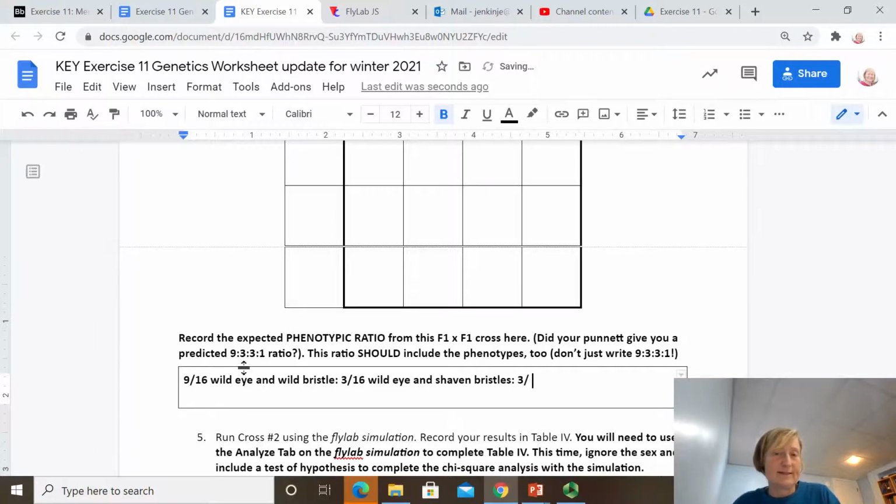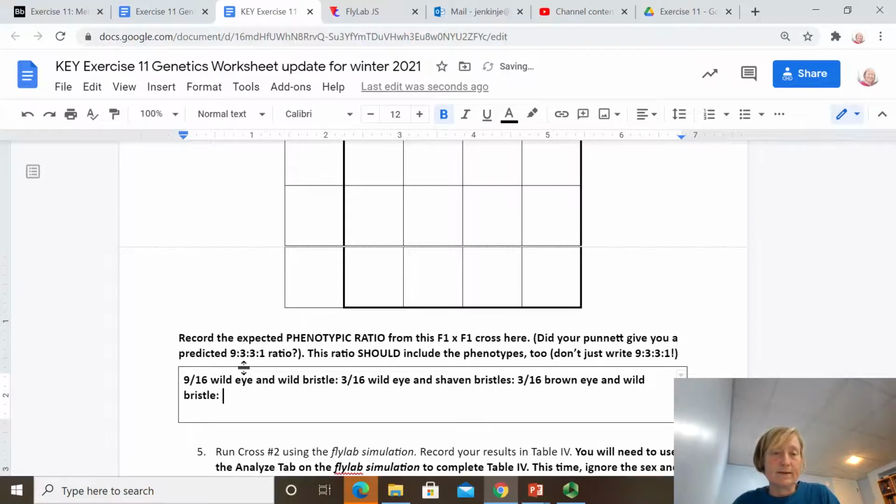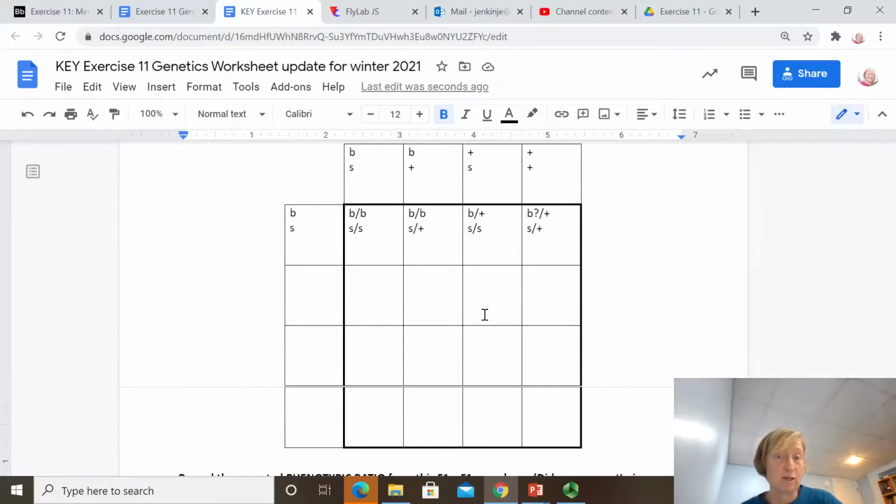And 3 of the 16 boxes should be the opposite. Should be brown-eyed and normal bristles, wild bristle. And 1 of the 16 boxes better be brown-eyed and shaven bristles. I think that should be it. I should see that 9:3:3:1 ratio, and it's only if I've done it correctly. If you haven't filled this out correctly, you're going to be in trouble.